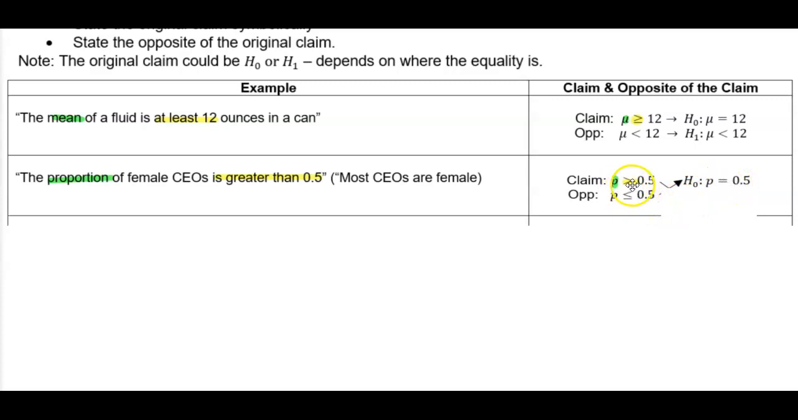And because the equality is not in the claim part of it, then we would say that the alternative is going to be greater than 0.5. Okay, so therefore that's going to be greater than 0.5.